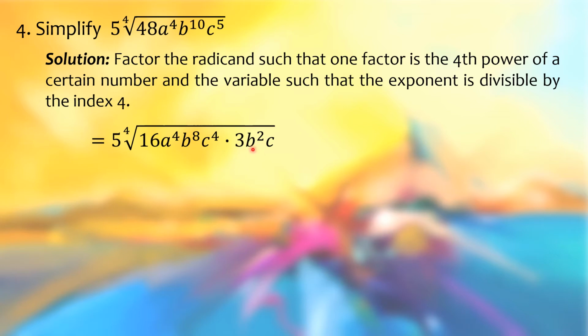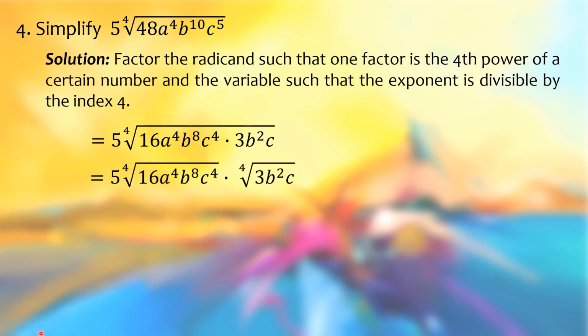Kaya naging 3b squared. And then, yung c to the fifth naman, ang 5 ay hindi divisible sa 4. So, bawasan natin ng isa, kaya naging c to the fourth. And then, yung c raised to 1 ay napunta din sa pangalawang factor. Kaya meron tayong ganitong resulting expression.